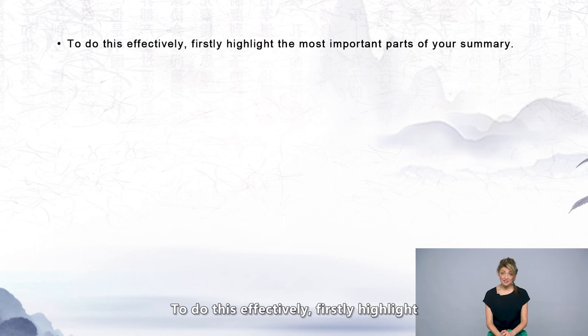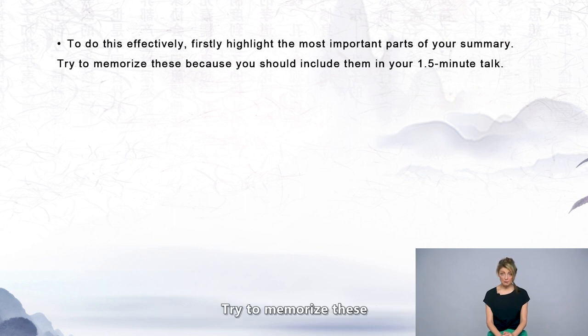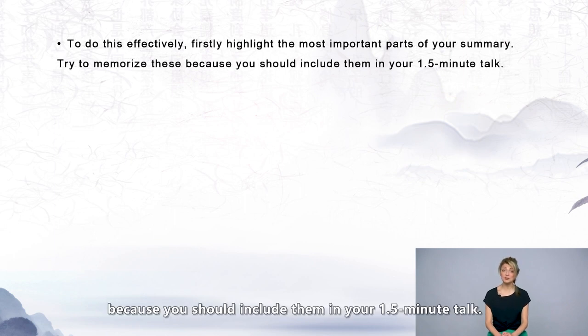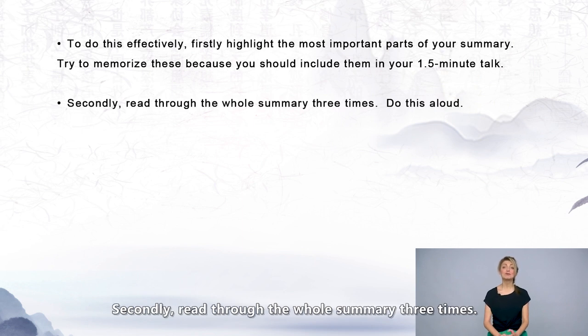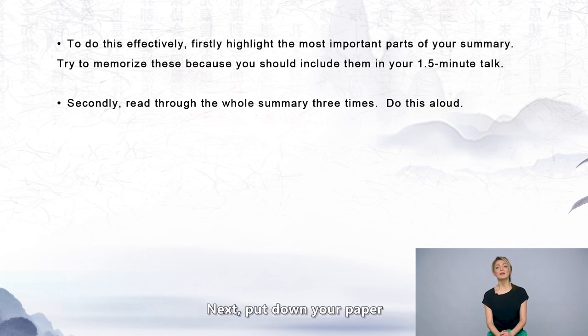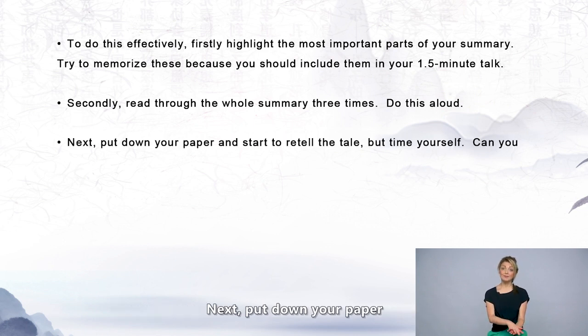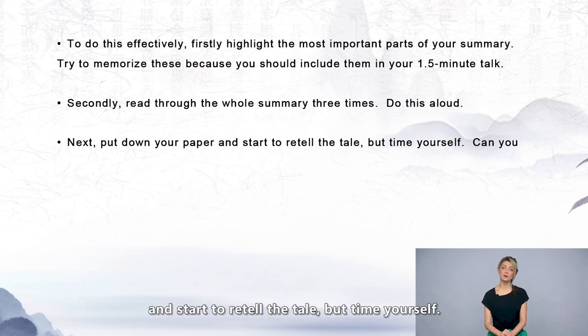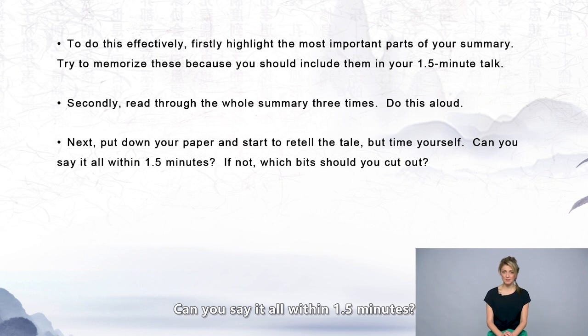To do this effectively, firstly, highlight the most important parts of your summary. Try to memorize these because you should include them in your 1.5 minute talk. Secondly, read through the whole summary 3 times. Do this aloud. Next, put down your paper and start to retell the tale, but time yourself. Can you say it all within 1.5 minutes? If not, which bits should you cut out?